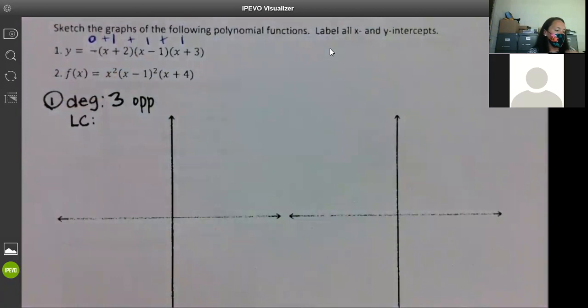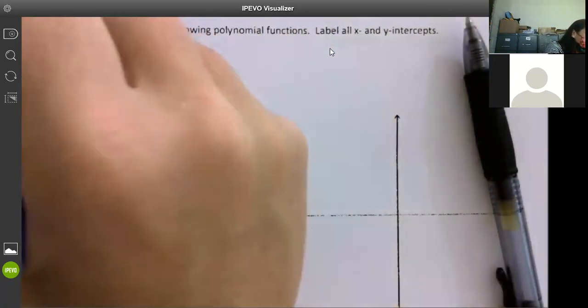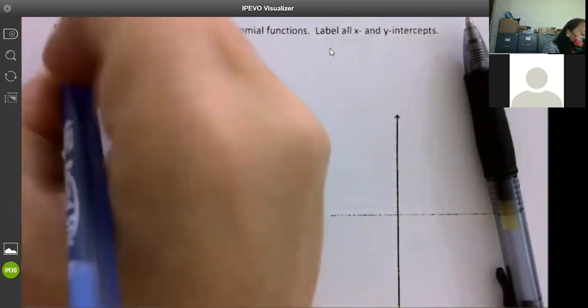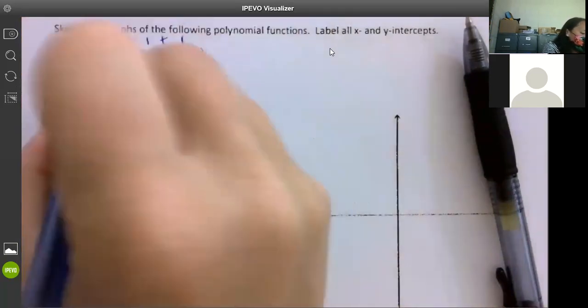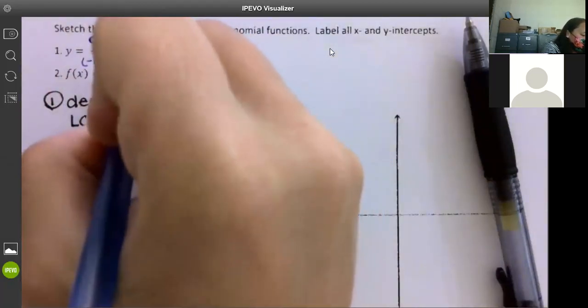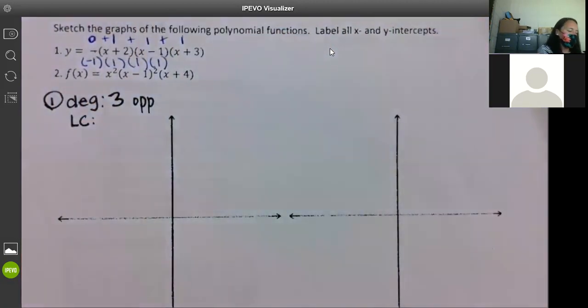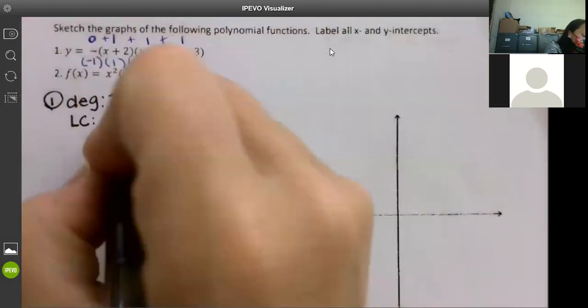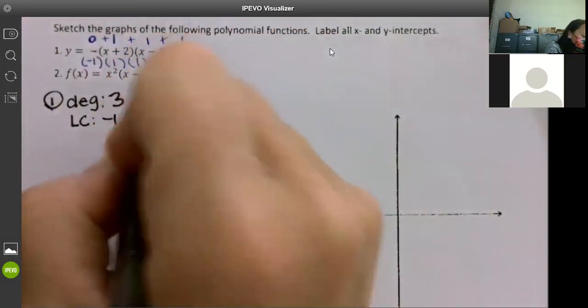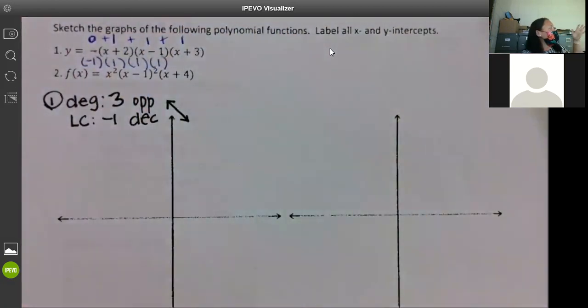Okay. Do the same thing with your leading coefficient, but you got to multiply them together. What's your leading coefficient of the -1? Yeah, -1. Leading coefficient of x plus 2. Leading coefficient of x minus 1. Leading coefficient of x plus 3. So what is your total leading coefficient? Which means it is decreasing. So it's going to look like this. So our end behavior should look as positive infinity on the left and negative infinity on the right.